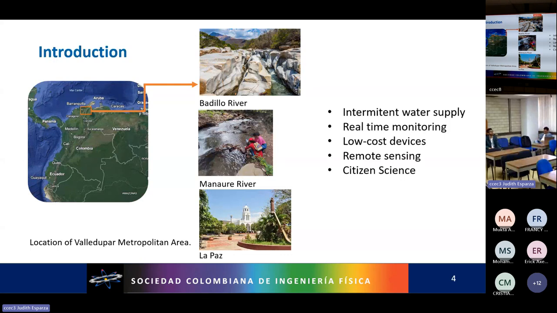The work is located in the metropolitan area of Valledupar, in the Colombian Caribbean, specifically in the municipalities of La Paz and Managua. And those communities present an intermittent water supply, and they need to store the water in different tanks and use the water for different activities. They need to know the importance of water and the water situation, and the different multi-parameter devices in the market can be expensive for those communities.